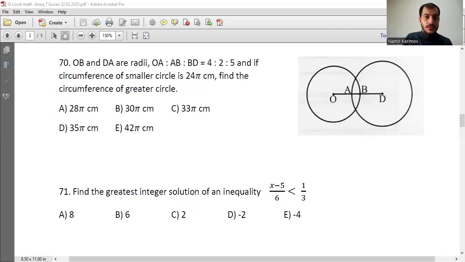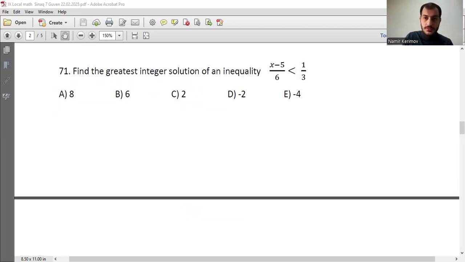71, again, one more inequality question. We can multiply both sides by positive 6. So x minus 5 will be less than 2. So just take this one to the other side. X should be less than 7. We need the greatest integer solution, which is 6. Less than 7, the greater one is 6.